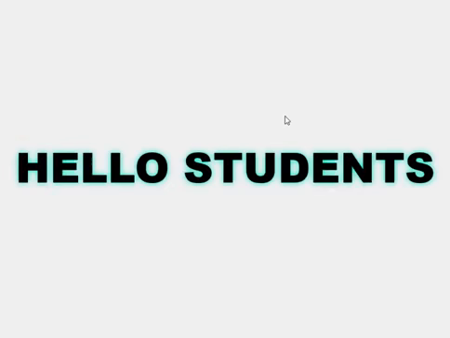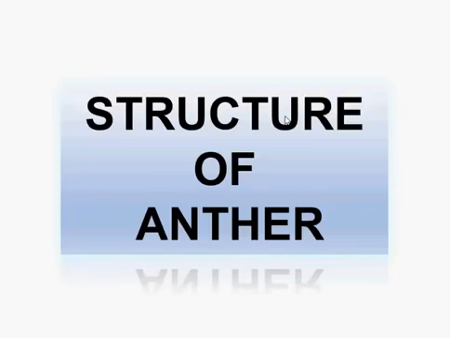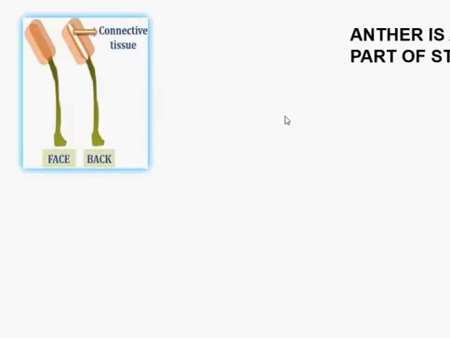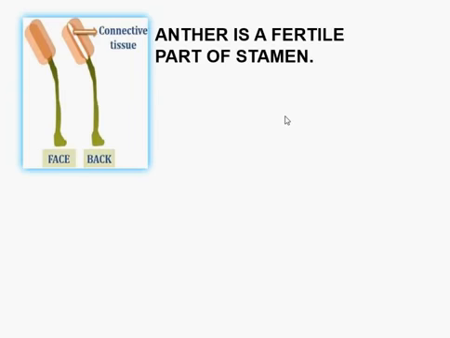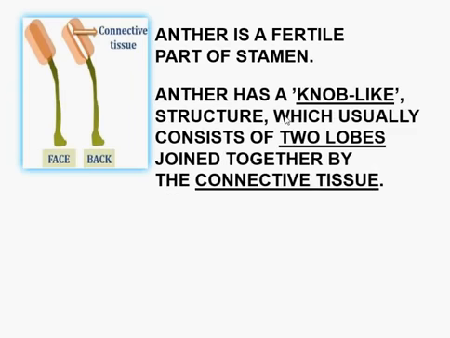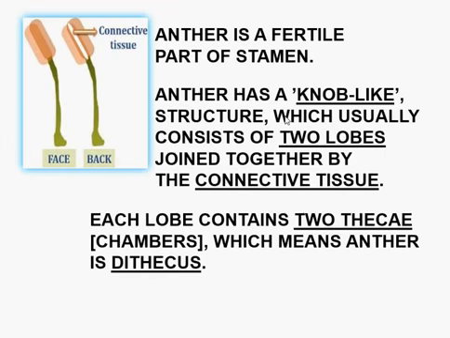Hello students, today we are going to discuss one more concept from sexual reproduction in flowering plants. The concept is structure of anther. Anther is a fertile part of stamen. Anther has a knob-like structure which usually consists of two lobes joined together by the connective tissue. Each lobe contains two thecae, which means anther is dithecous.